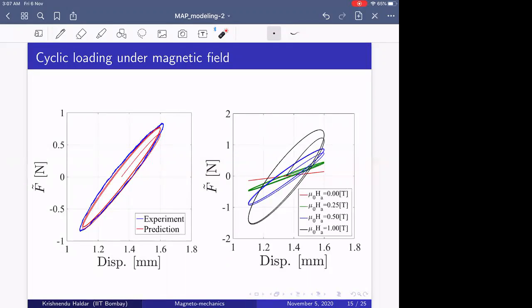And here, this is the model prediction. Now if you keep on increasing the field, up to 1 Tesla, how will the material respond?